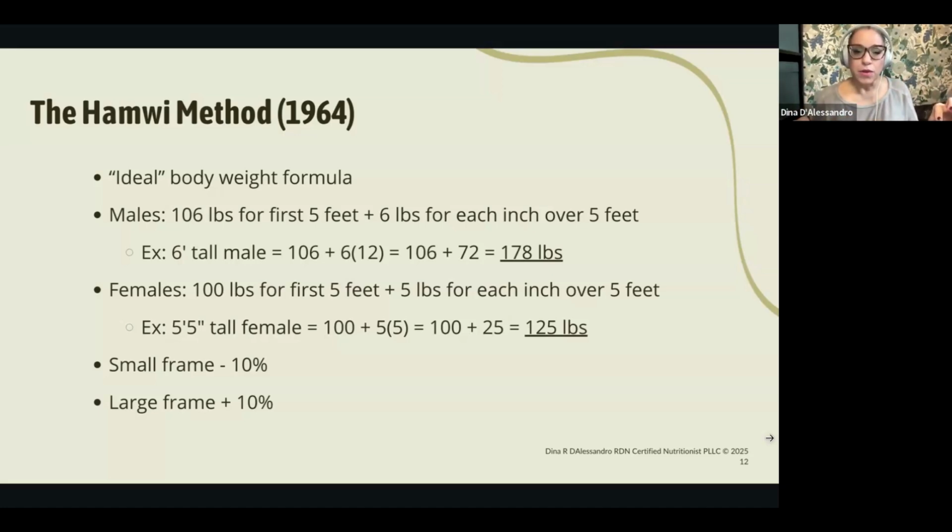If I give you an example for a 6-foot tall male and do the calculation, the ideal body weight for that person is 178 pounds. For the female, a different number: 100 pounds plus 5 pounds for each additional inch. A 5'5" tall female is about 125 pounds, quote unquote, ideally. We do sometimes add or subtract about 10% from this, depending on if somebody is a smaller frame size body or a larger size body.